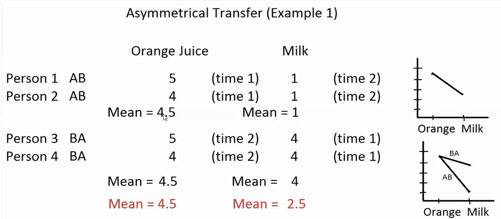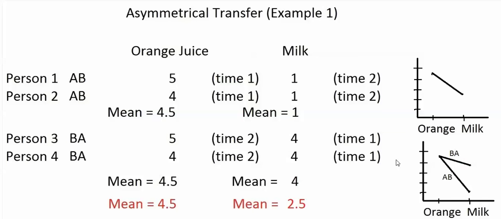Since this drop-off right here is a larger drop-off, and this drop-off down here is smaller, we have an interaction between type of drink and the order of conditions. This A-B line is connecting the mean right here and this mean right here. It's connecting the mean of these two orange juice ratings and the mean of these two milk ratings. So it's going from 4.5 down to 1.